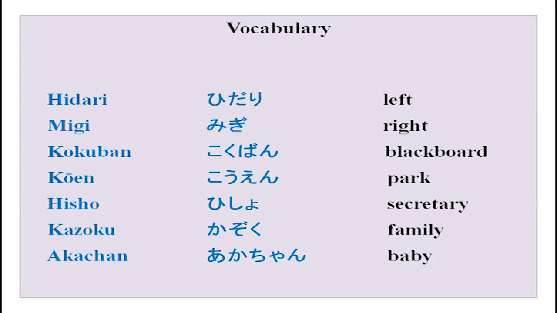Now, this is some vocabulary. You can go through the vocabulary. We did these words in the lesson. I'll just read it out once very quickly. Hidari, Migi. The meanings are given right here on the right side in black. Kokuban, Koen, Hisho, Kazoku, Akachan. Remember one thing: when you are practicing at home, please practice loudly so that you can hear what you are practicing, and it helps a lot finally in the long run.